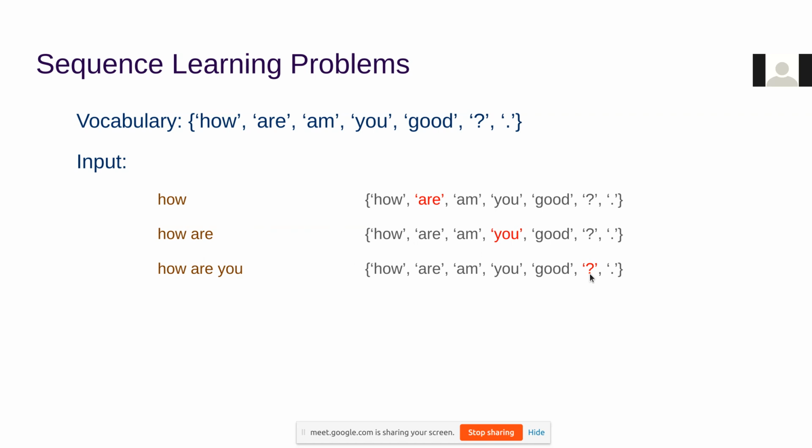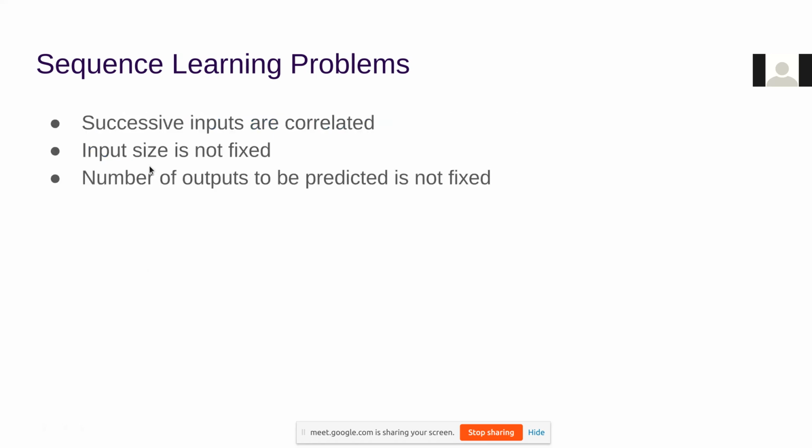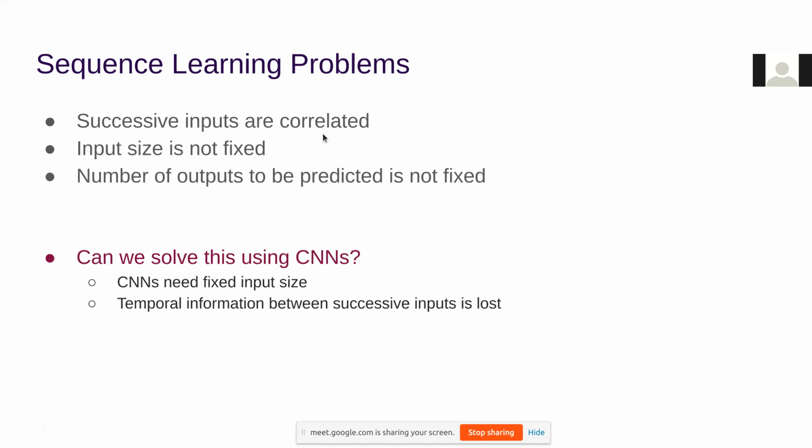So this is known as the sequence learning problem. If we look at this specific sentence, how are you question mark, the words are not independent of each other. The word are is dependent on how. The word you is dependent on the previous words it has seen so far. So the next word in the sequence depends on the previous words seen so far. The inputs are correlated, they are not independent anymore.